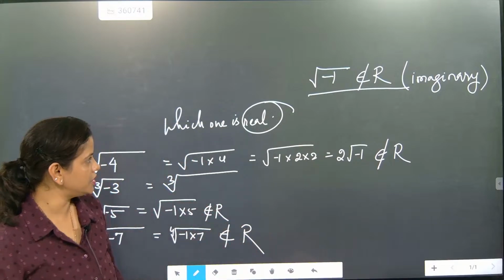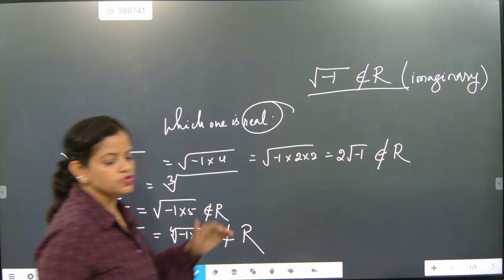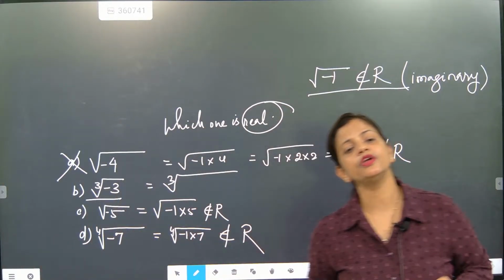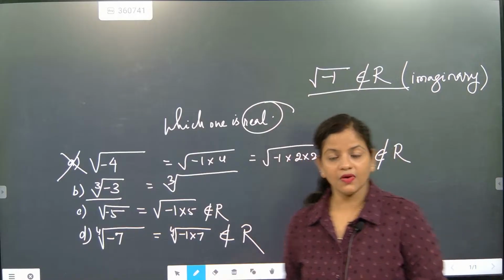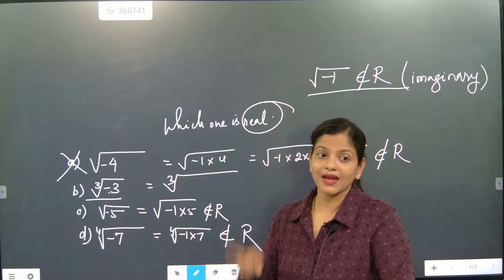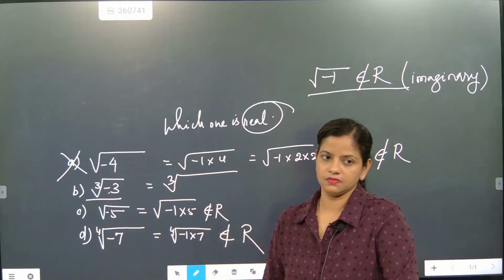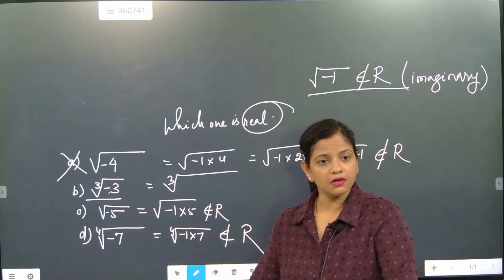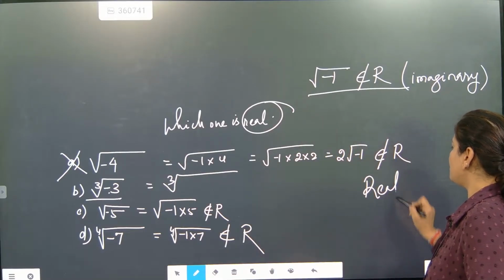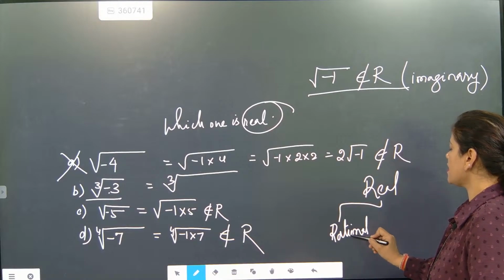Here one very big thing is there, cube root of minus 3. When cube root of minus 3 is there, is it going to be real or not? Understand one thing, it is 100% a real number. Rational? No, it is 100% real but irrational, because real consists of both. Remember, real has both rational and irrational.